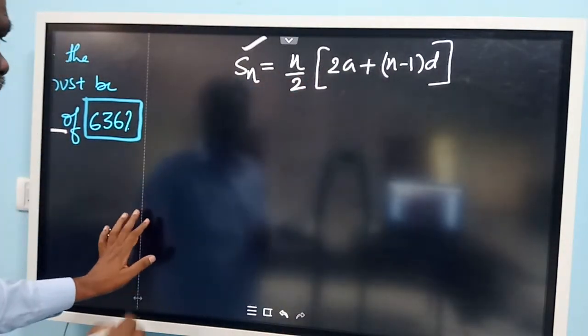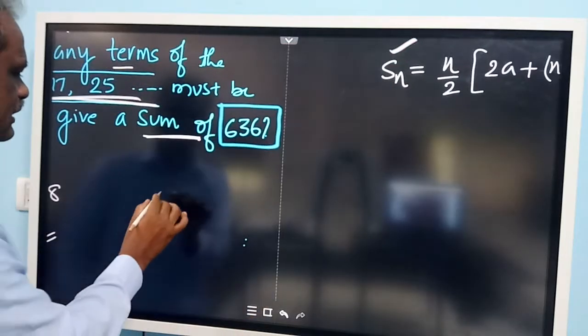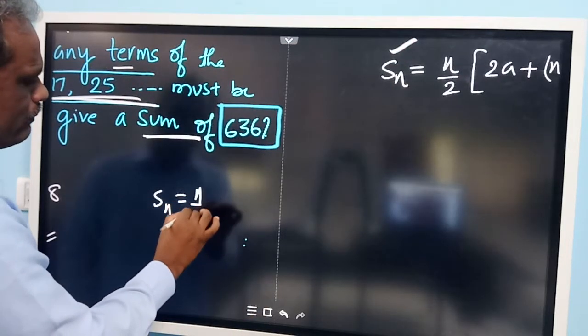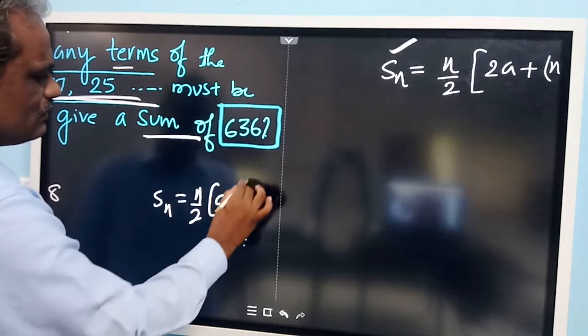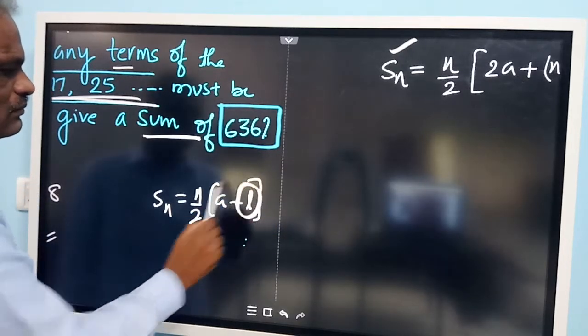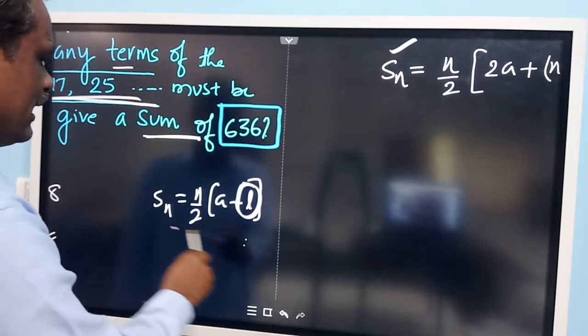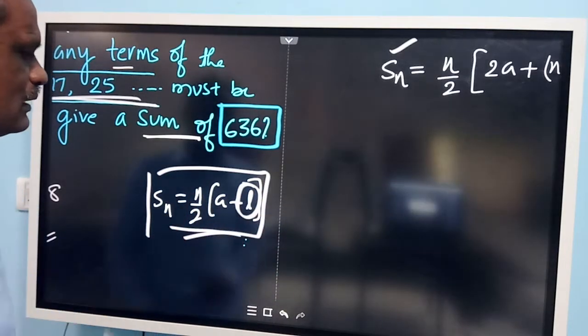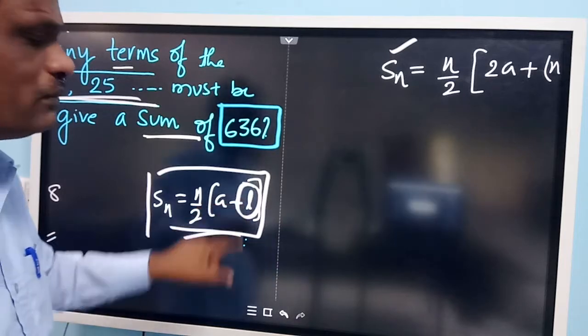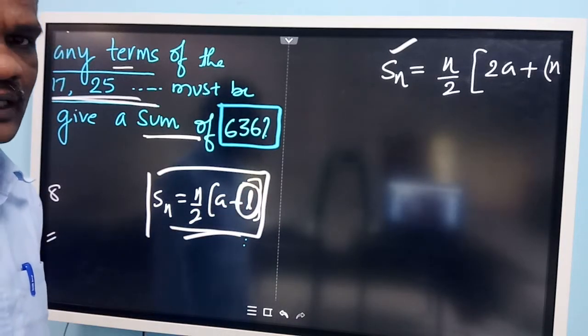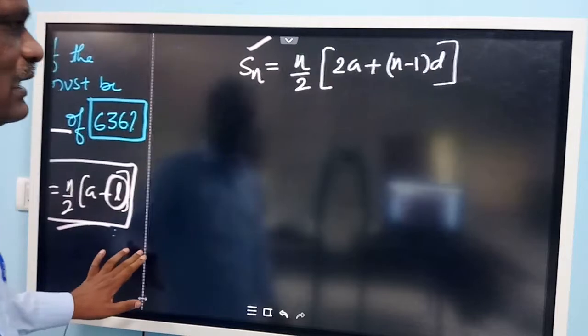If you use the other formula, Sn is equal to n by 2 into a plus l, here we need l. You have to calculate l and then you can use this formula. Instead of that, directly you can use the second formula. You can use this also, but the last term should be calculated here using the nth term formula. So let us use directly this one.